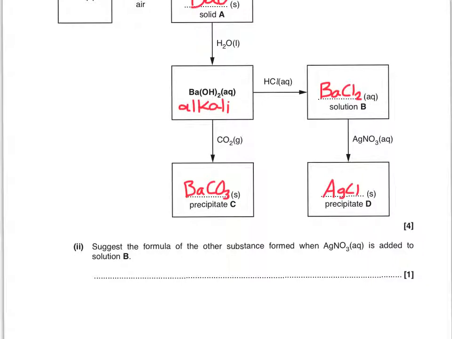It says, suggest the formula of the other substance formed when AgNO3 aqueous is added to solution B, or barium chloride. So all you have to do here is think about the ions that have been used to make the precipitate. So Ag+ and Cl- have been used to make the precipitate D. So therefore, all that you have left is barium 2+ and nitrate. Now be careful here because they want the formula. So don't give the name. As soon as you've worked out it's barium nitrate, don't just write down barium nitrate. Actually put the formula down because they've told you to suggest the formula.